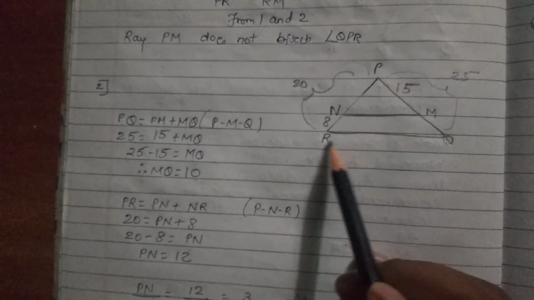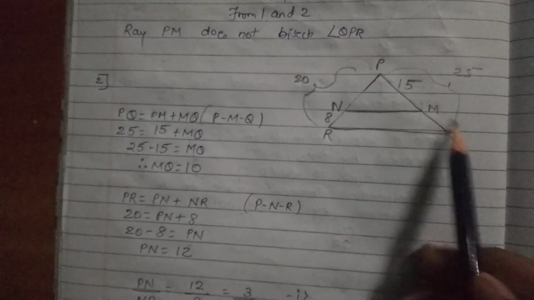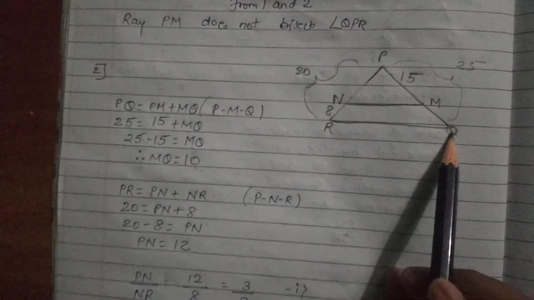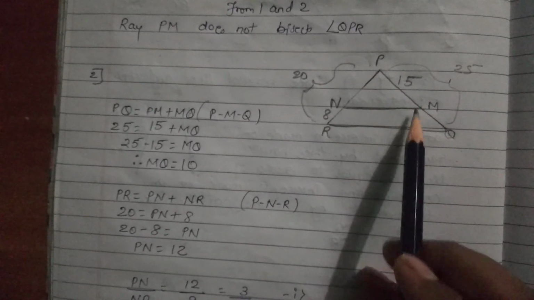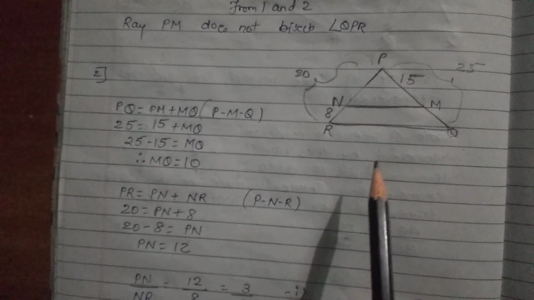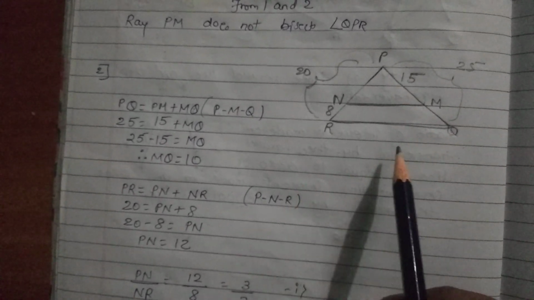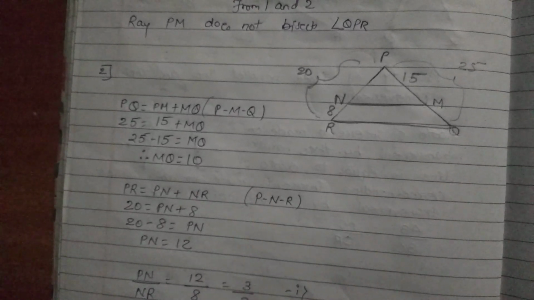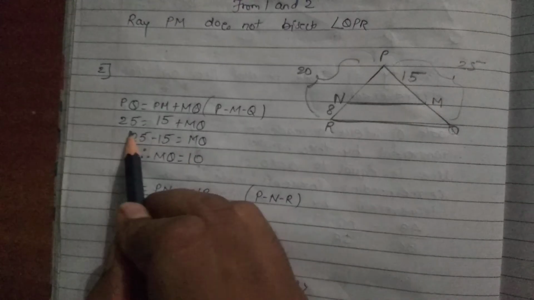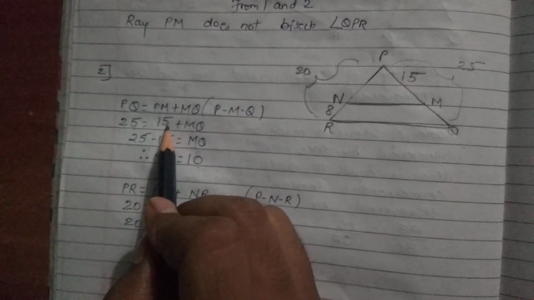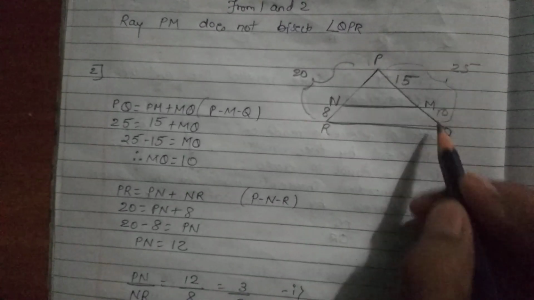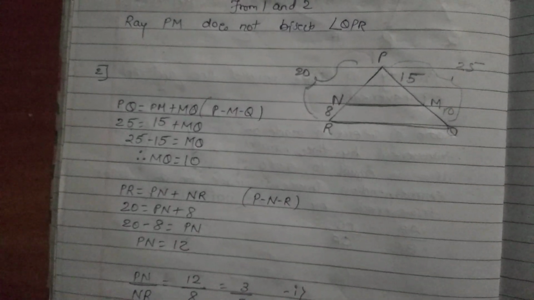Okay, what is PQ? PM plus MQ. If you look, PMQ are collinear points. It is coming in a straight line. More than 2 points which come in a straight line are known as collinear points. So PQ is 25, PM is 15, MQ is unknown. 25 minus 15 will give you 10. So MQ we have got as 10.